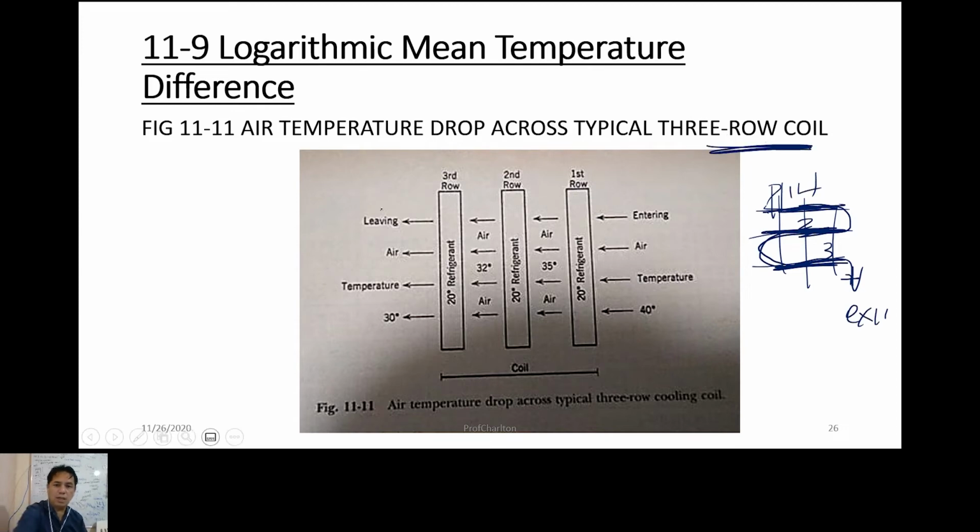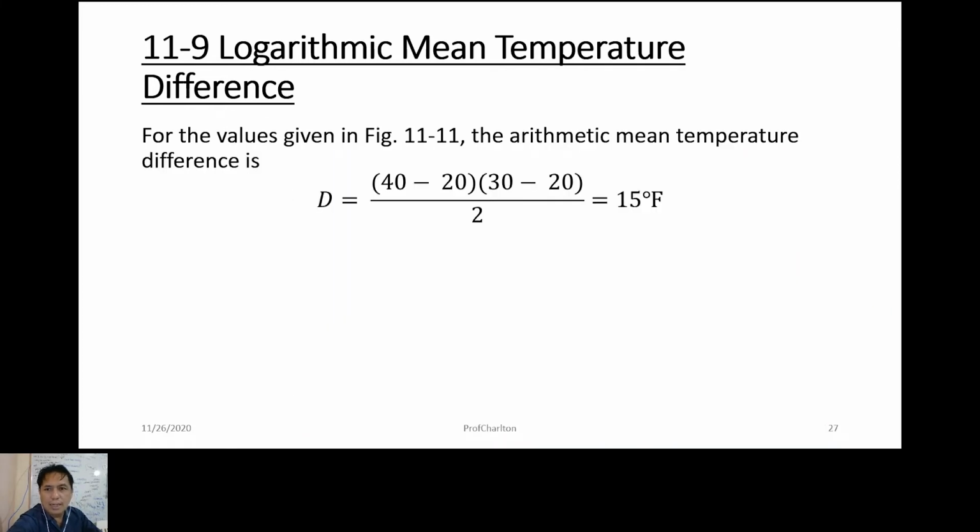It only changes orientation in the drawing. If you want to make it in horizontal form, it is like this: 1, 2, 3, then out. 1, 2, 3. So that is a 3-row cooling coil. So there is a calculation there. There are calculations depending on the row and depending on the length. So look at this.